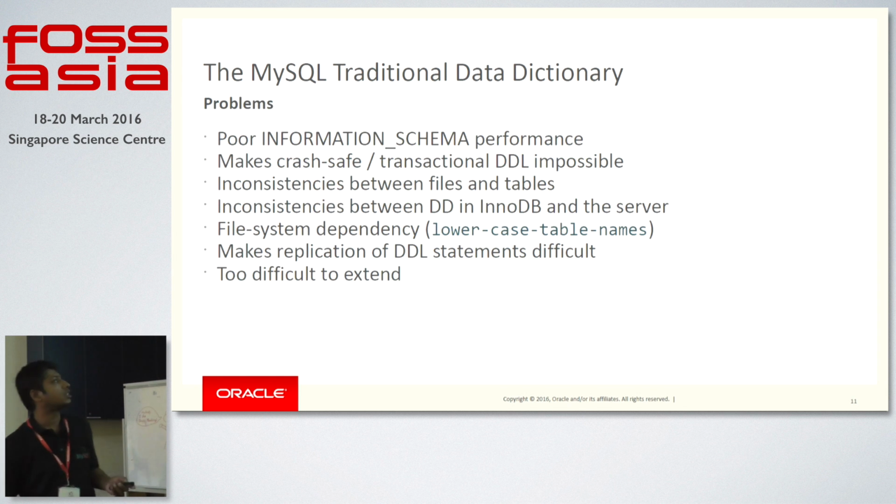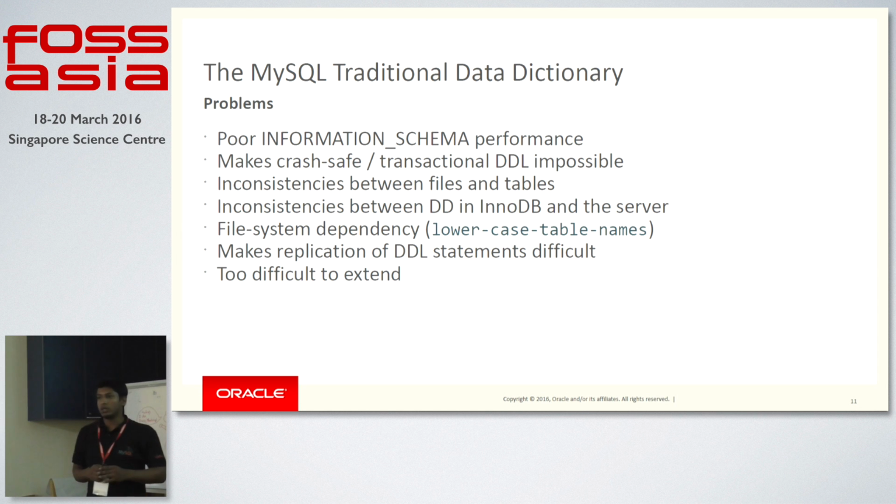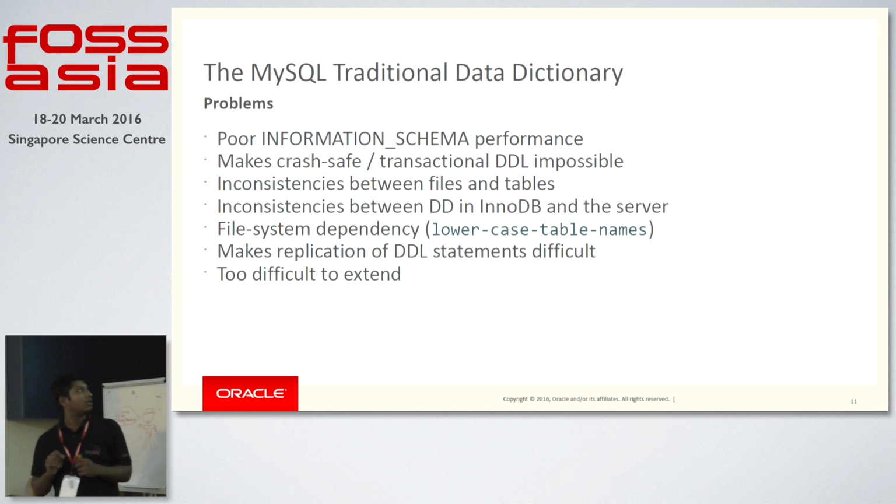So what was the problem in this system? Why is MySQL going to a new data dictionary? The first point, information schema performance. For this we have to see how information schema works. Whenever you fire a query on the information schema, it goes to every FRM file and every table in the MySQL system and reads it and fetches the data to create the rows. So for every query it has to do the file scan again and again. This causes poor performance in information schema.